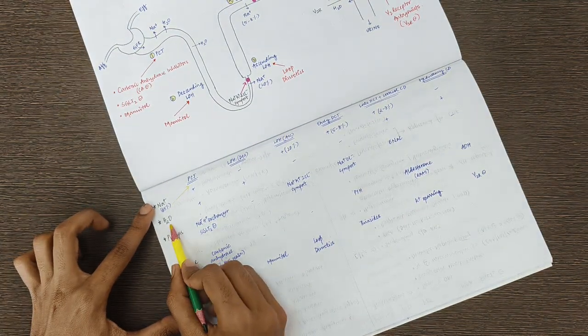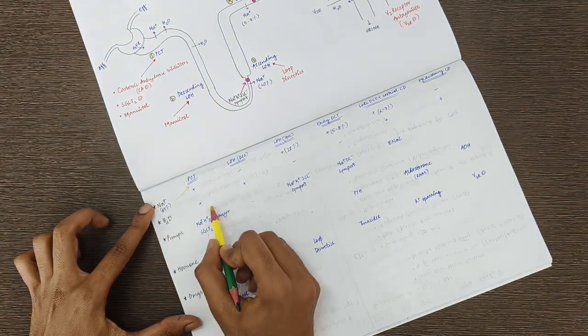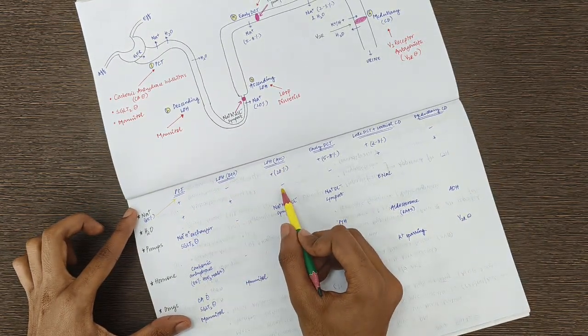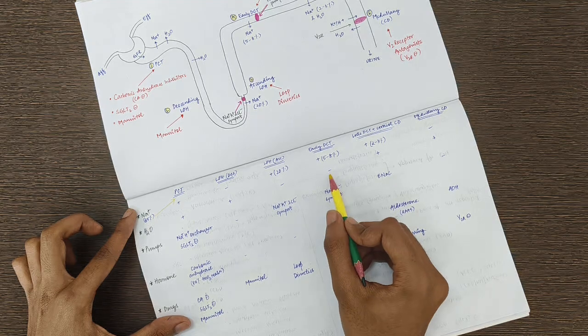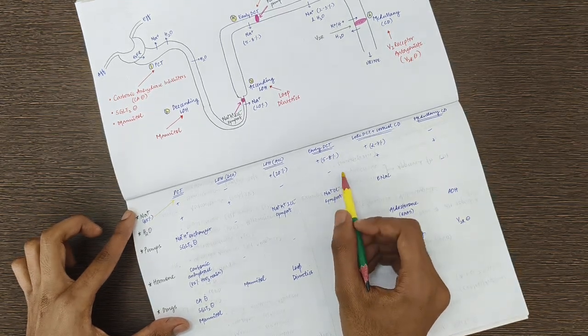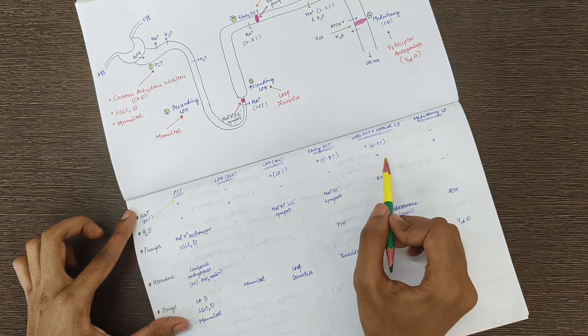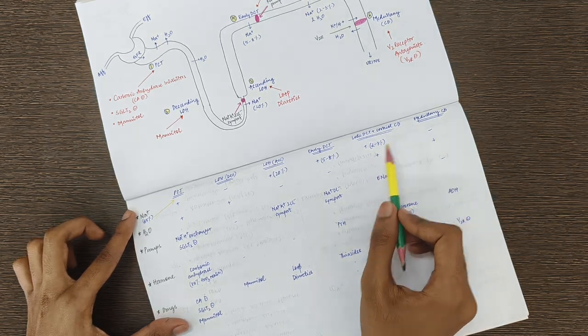What happens to water? Water is reabsorbed in PCT, it is reabsorbed in descending loop of Henle, it is not reabsorbed in case of ascending loop of Henle, it is not reabsorbed in case of early DCT. In late DCT and cortical collecting duct, and medullary collecting duct, again it is reabsorbed.